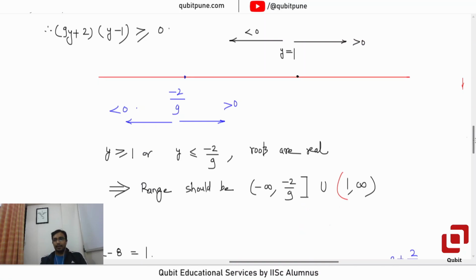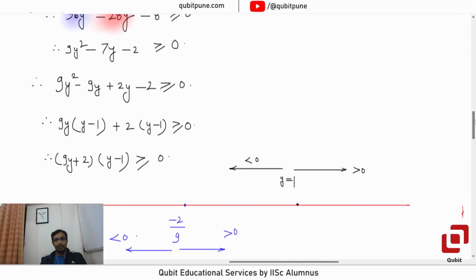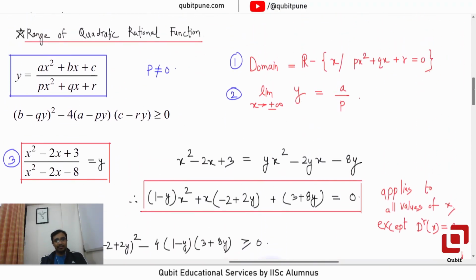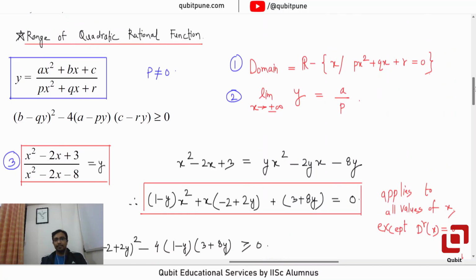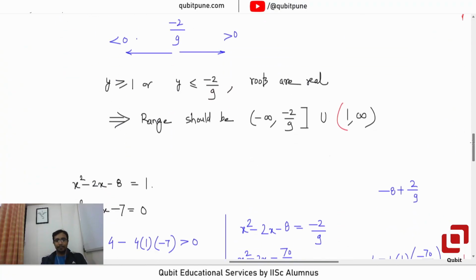Yes, sir. Okay, fine. So that is regarding the range of quadratic rational function. Also remember the second point here, the limit part. Take it? Okay.